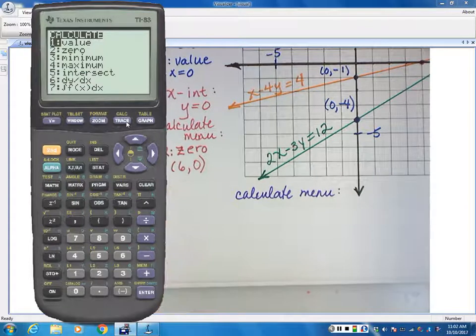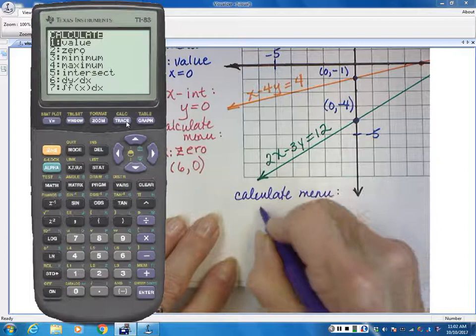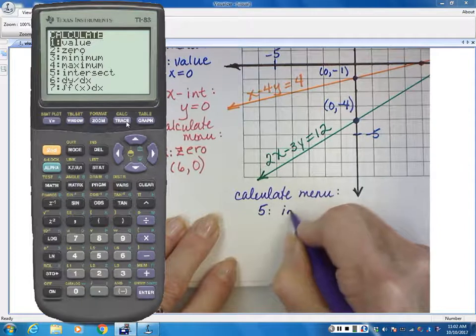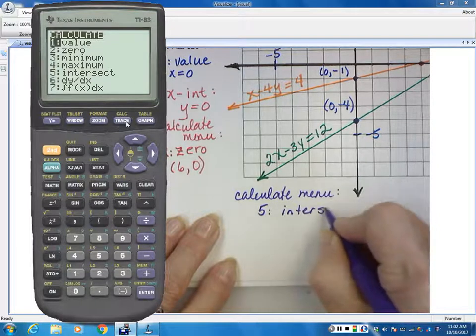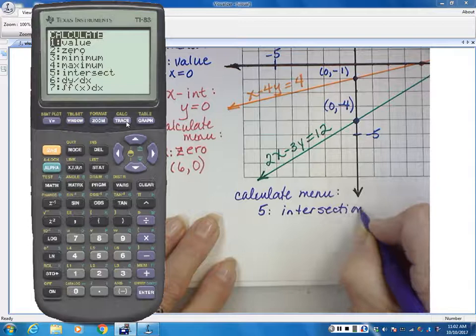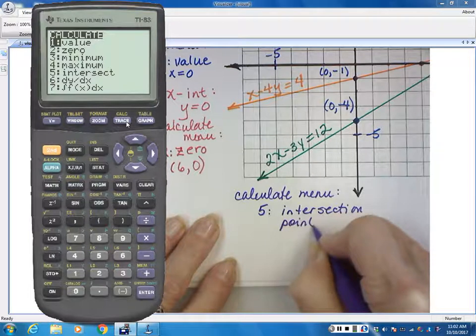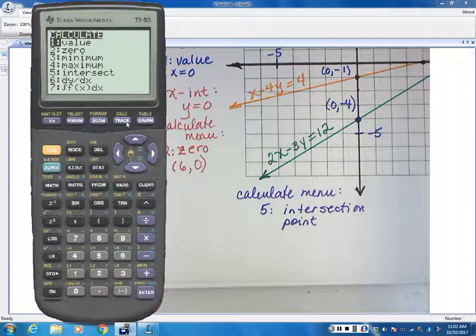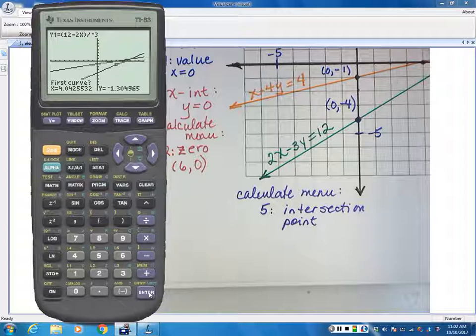And we're going to choose number 5, intersection point. Get it in there twice. All you have to do, that's right, you go down and you either put your cursor in front of 5 or you tap the number 5. And then once you get back to your graph screen, you hit enter 3 times. 3 enters.